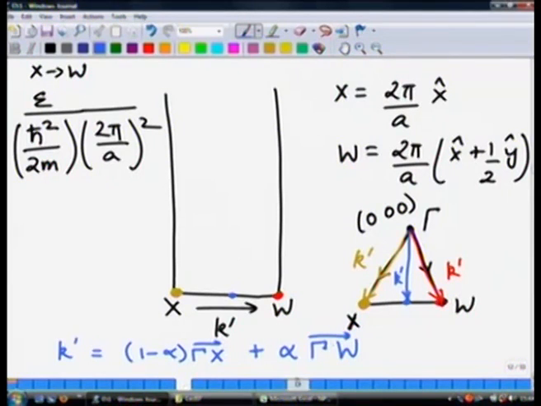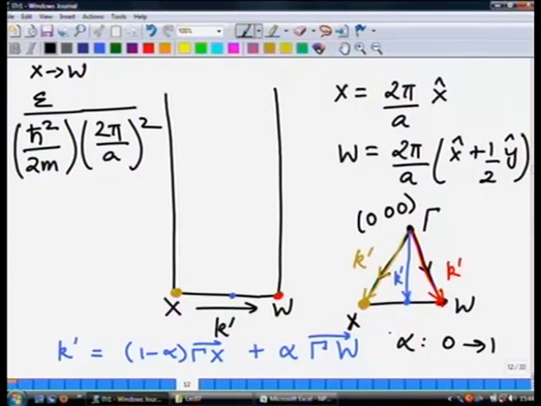What does that mean? Let us use the black pen itself. It means that I will allow alpha to vary from 0 to 1. If alpha is equal to 0, then my k prime is this orange vector, that means we are at the x point. When alpha is equal to 1, I am really probing gamma to w, and in that case this red point is the position here.